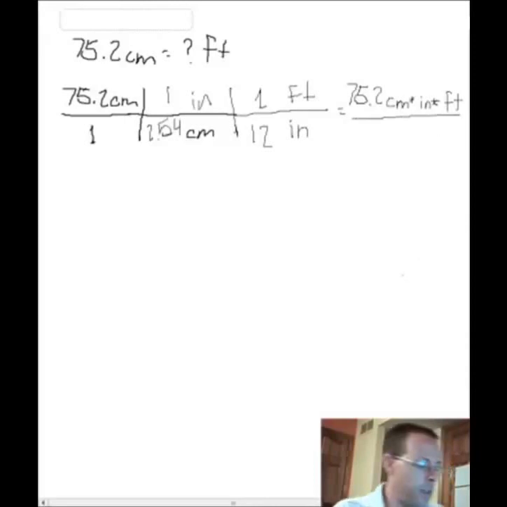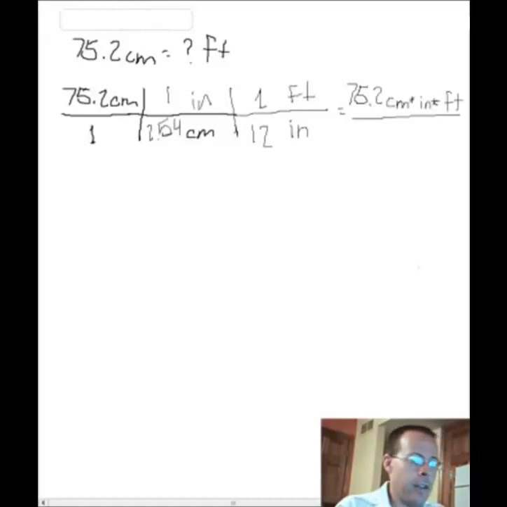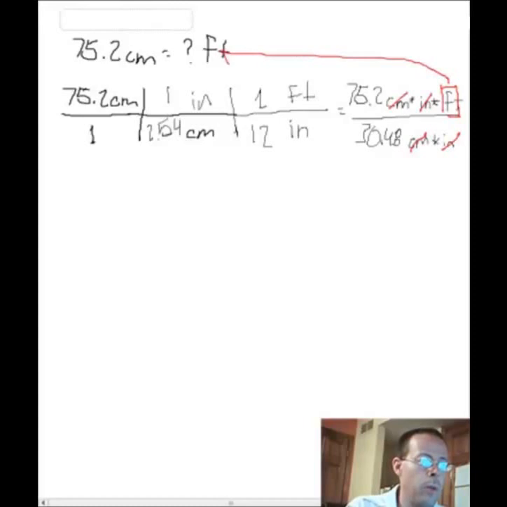And likewise, I'm going to multiply my denominator. So I'm going to take 2.54 times 12, and I can get 30.48. My units in the denominator are centimeters times inches. So if I look at my units, this is where we let our units be our guide, I'm going to notice that I have centimeters in the numerator and the denominator, and I have inches in the numerator and the denominator. And what am I left with? Feet, which is what I want.